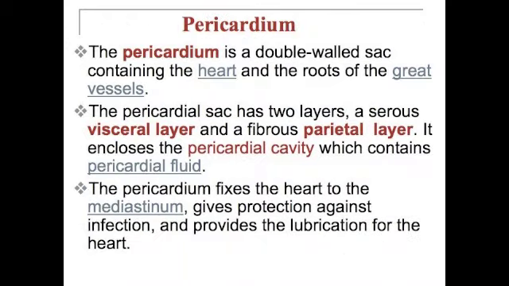The pericardium. The pericardium is a double-walled sac containing the heart and the roots of the great vessels. The pericardial sac has two layers, a serous visceral layer and a fibrous parietal layer. It encloses the pericardial cavity, which contains pericardial fluid. The pericardium fixes the heart to the mediastinum, gives protection against infection, and provides the lubrication for the heart.